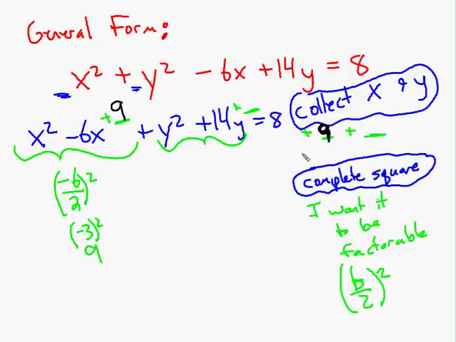All right, let's take a look at this one. Half of 14 is 7, and squared is 49, so I'm going to add a 49 there, which means I add a 49 to here.